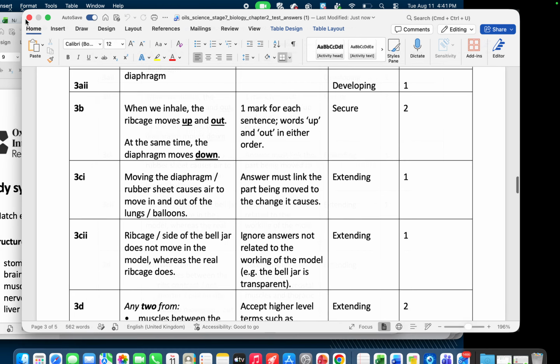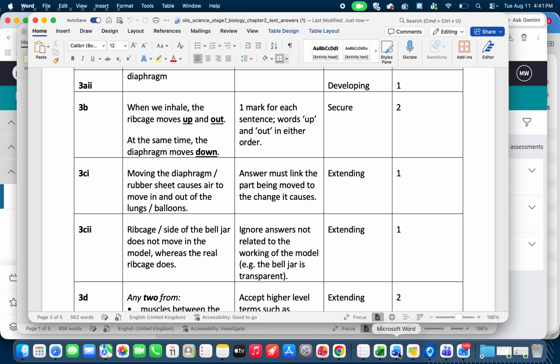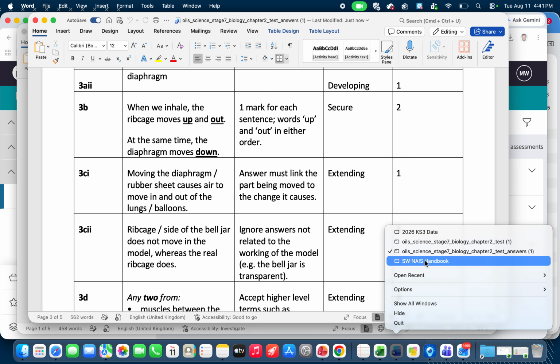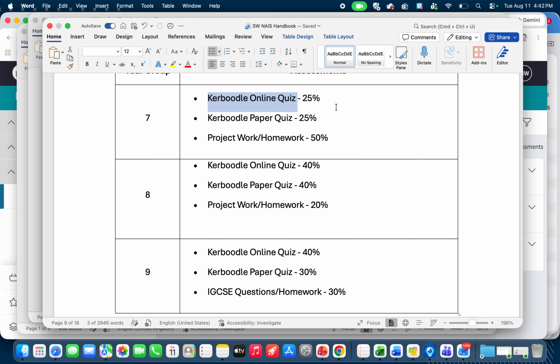Okay, so just back to my original paper here, that's the two things there. So when we talk about a Kerboodle online quiz, we're talking about those formative quizzes, 25% in the case of year 7. And then the paper quiz, that would be a composite paper encompassing 2 units for year 7 and maybe 8, and then 3 units for year 9.